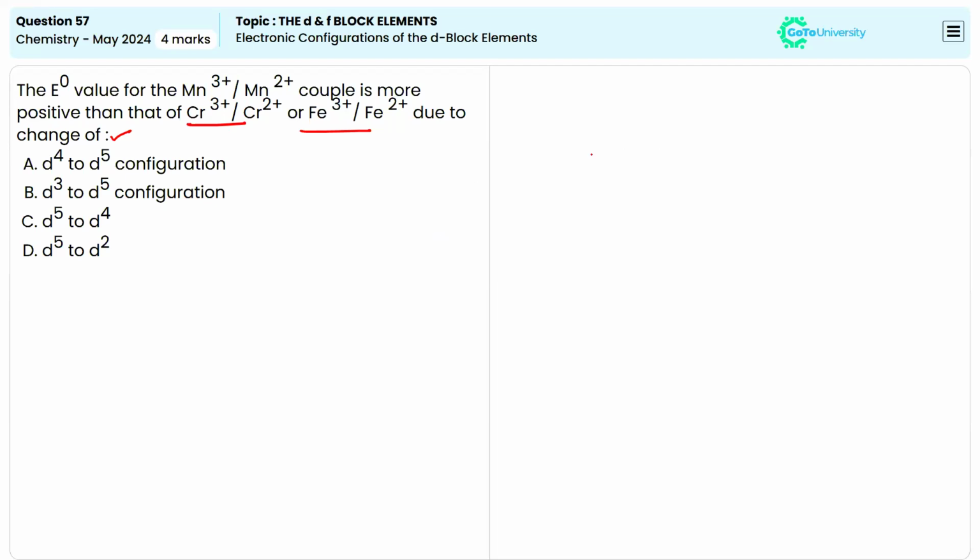First of all, let us see manganese. Manganese has atomic number 25 and the electronic configuration is 3d5 4s2. Now, if you take the Mn3+ ion, it will be 3d4. And if you take the Mn2+ ion, it will be 3d5, because two electrons are removed from the outer 4s orbital. In Mn3+, one more will be from 3d.